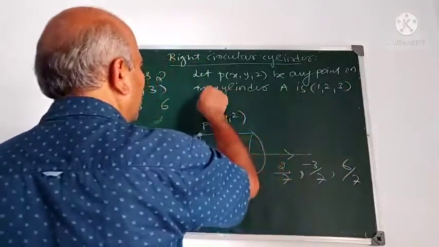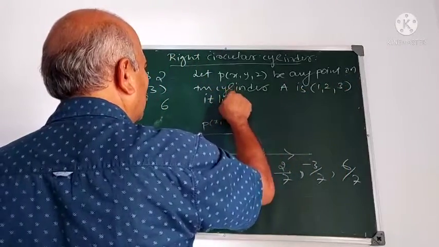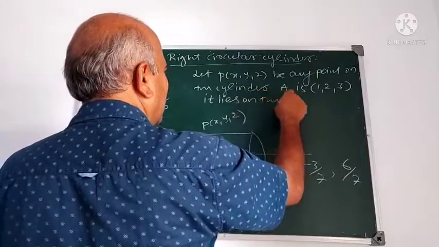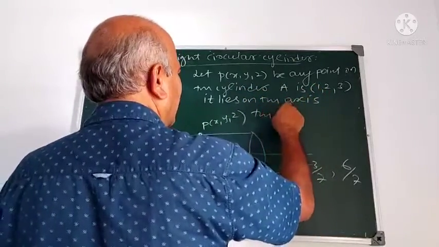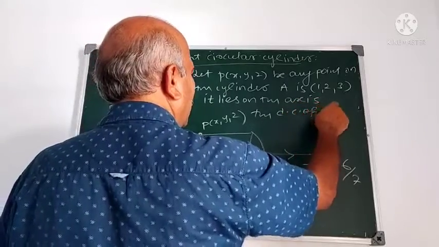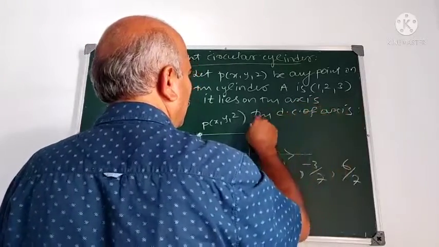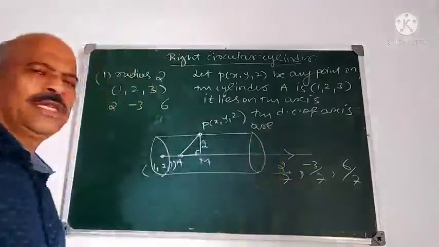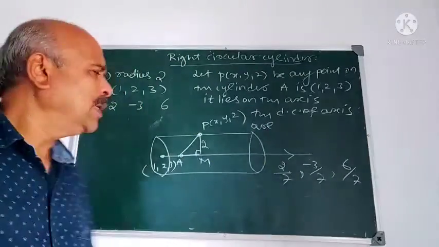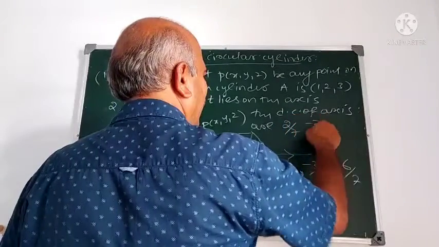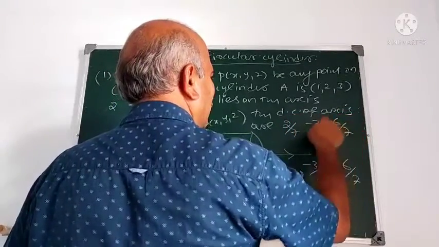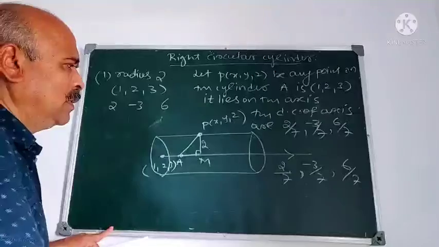A is (1, 2, 3). It lies on the axis of the cylinder. The direction ratios of the axis are given as 2, minus 3, 6. Therefore, the actual direction cosines are 2 by 7, minus 3 by 7, 6 by 7.